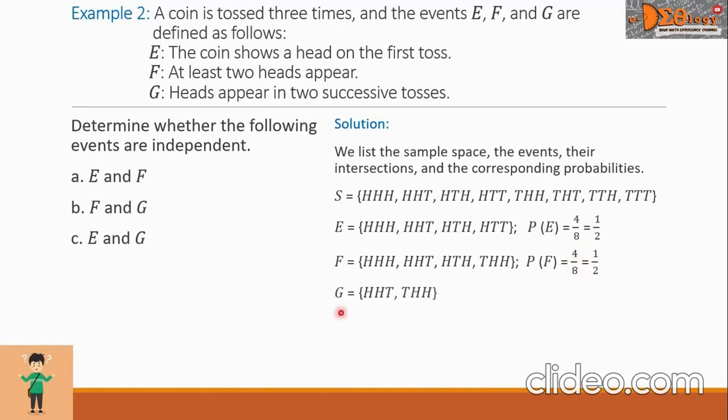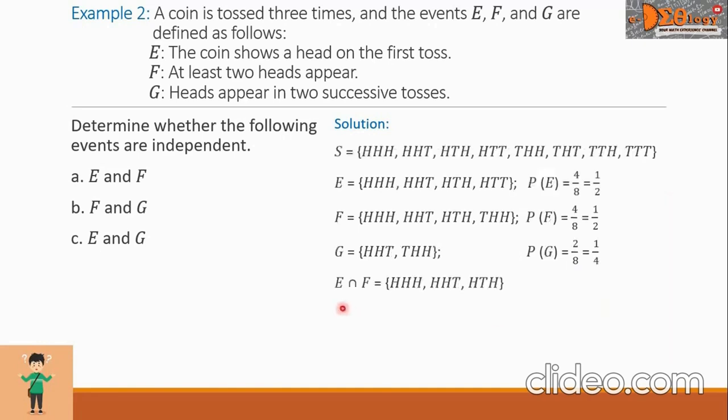Then the event G, and the elements are HHT and THH. For the probability of G, we have 2 over 8. We write here 2 because there are 2 elements in our event G. Number 8 is here because there are 8 elements in our sample space. The 2 over 8 is equal to 1/4.